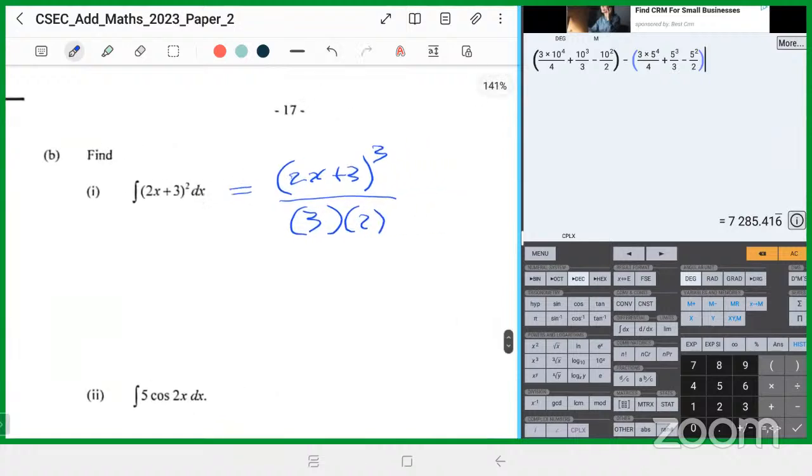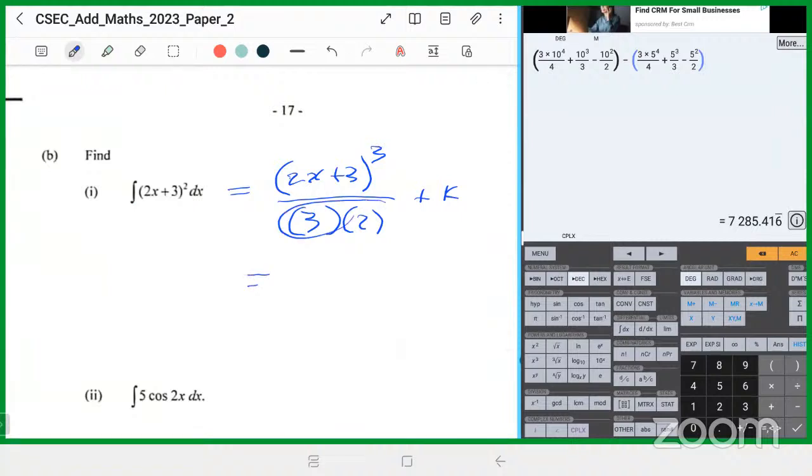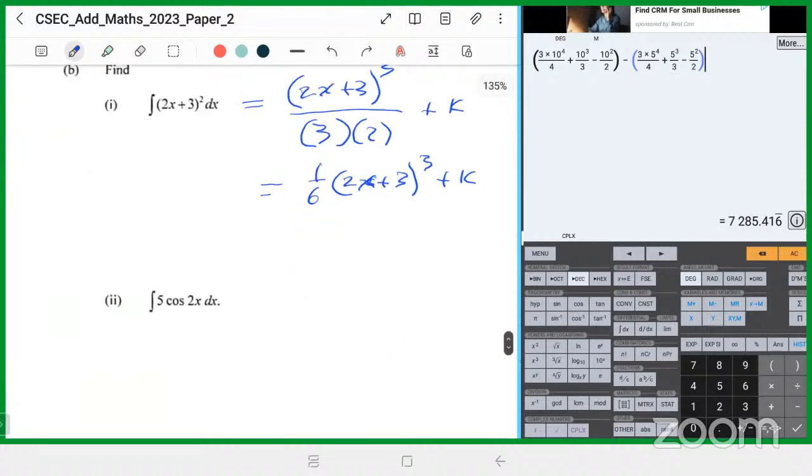And don't forget your plus c or plus k. Let's reduce it, right? So this becomes 1 over 6 times (2x + 3) cubed plus k. That is the constant of integration. Go on here, integrate this.